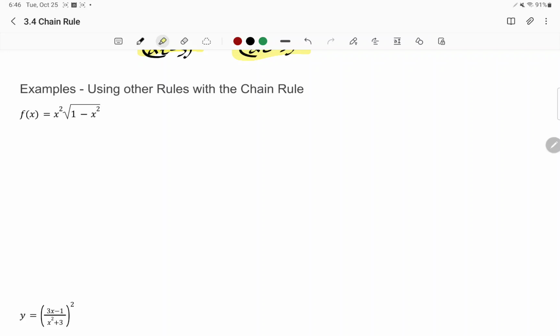For this one, there's going to be other rules that you're going to have to apply. In this case, you're going to have to be using the chain rule along with what we just learned about the chain rule and the product rule. There we go. So go ahead and try this one. Pause the video, try this one, and come back and see how you did.